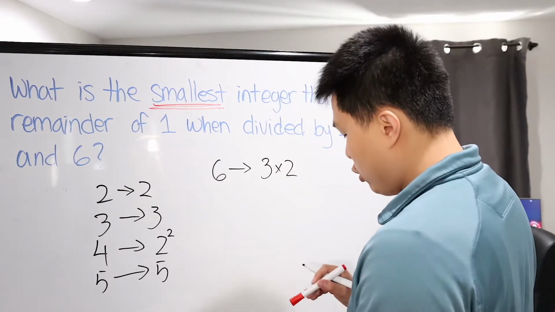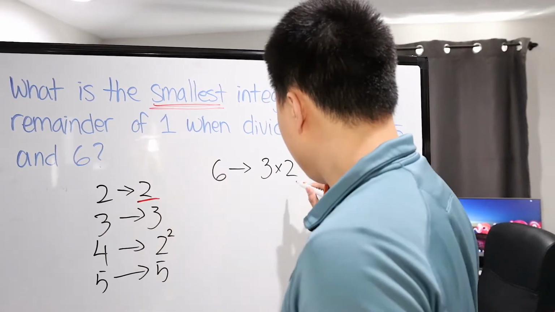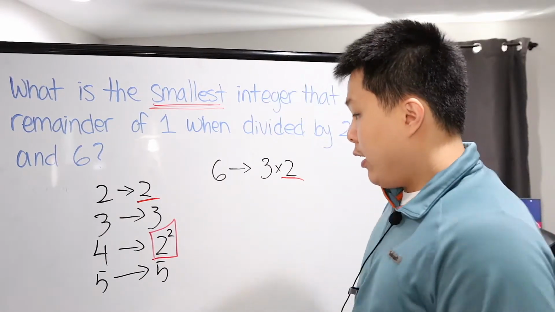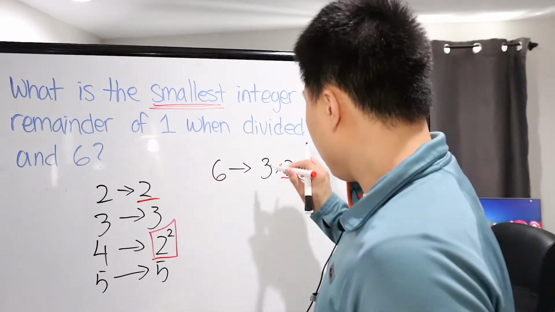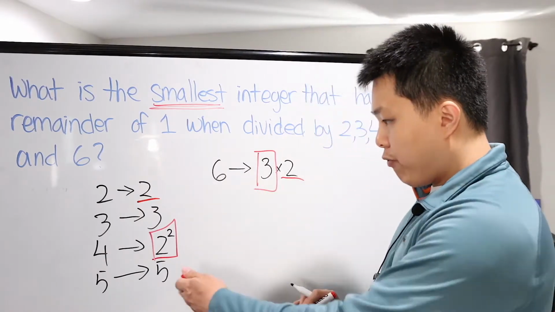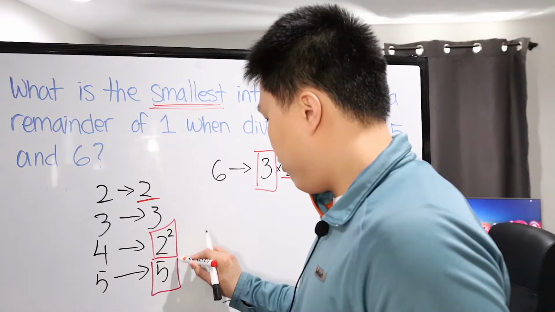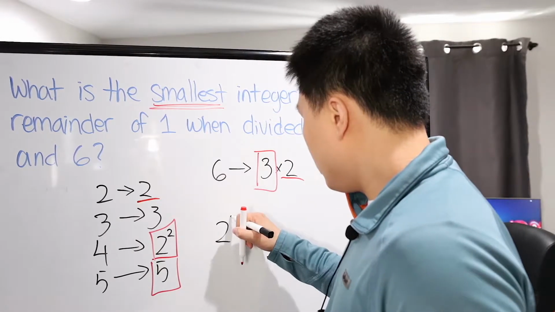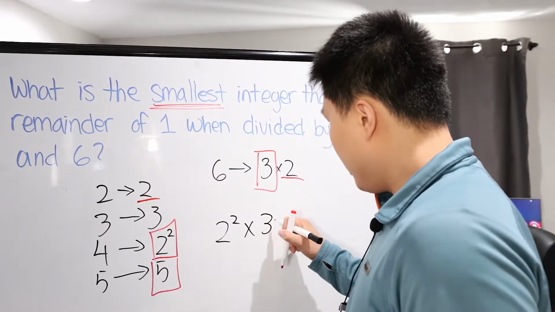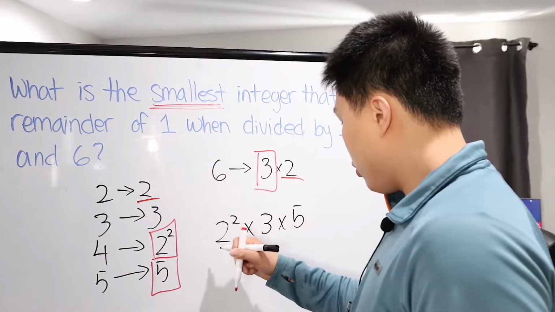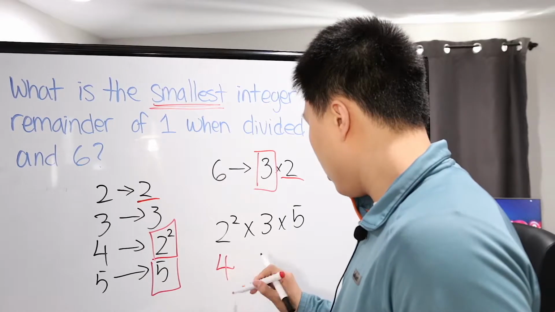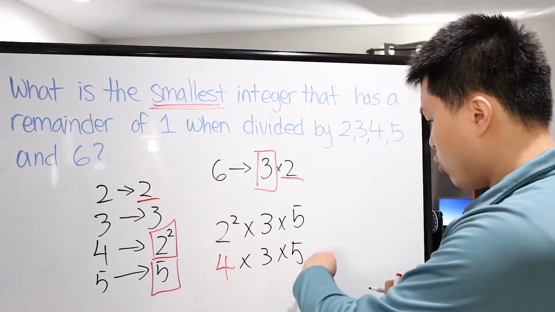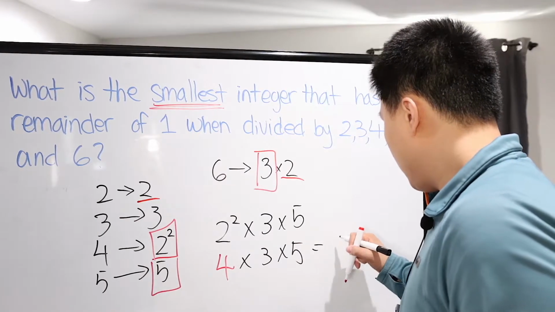In terms of 2, we have 2, 2, and 2 squared. So that's the one we're going to pick, right? And for 3, we have 3 and 3. Doesn't matter, let's just pick one of them. And for 5, that's the only one, so we're going to have 5. Now what we have is 2 squared times 3 times 5. Well, 2 squared is just 4, so let's do 4 times 3 times 5. That's 20 times 3, which is 60.